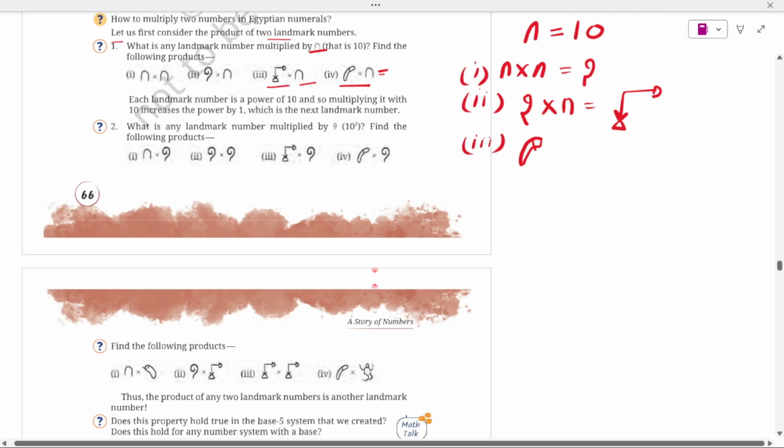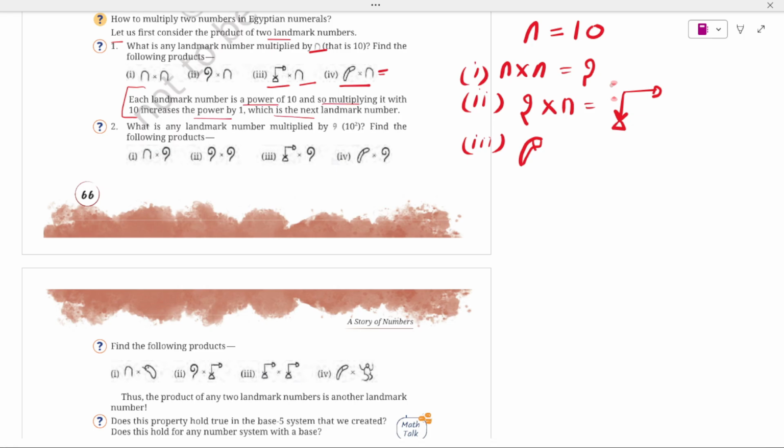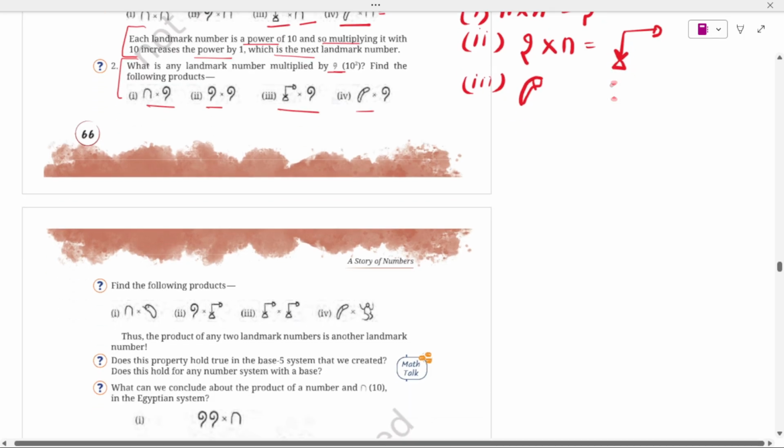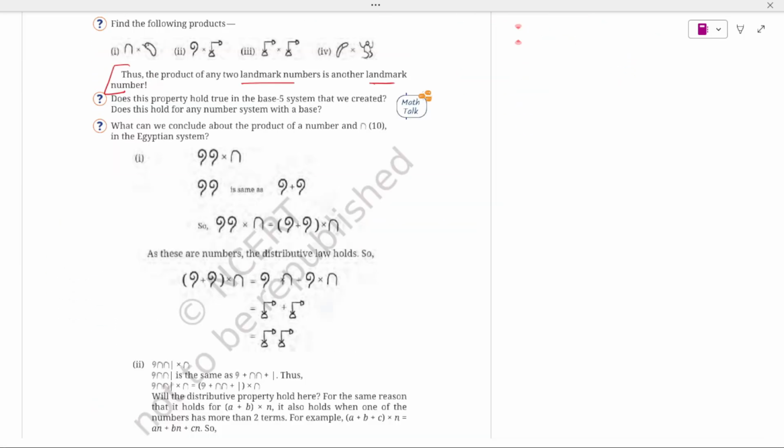Here they are saying the same thing that I told you earlier: each landmark number is a power of 10. So multiplying it with 10 increases the power, which gives the next landmark number. So what is any landmark number multiplied with 100? You can do it on your own. And what they want to elaborate, as said earlier, is that the product of any two landmark numbers is another landmark number.